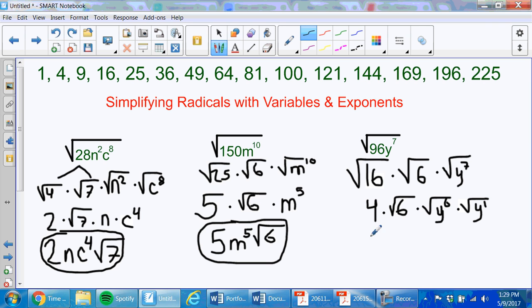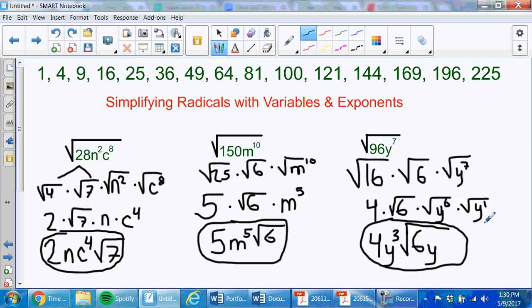Now that helps me reduce because now I've got 4, y to the 6. I cut the 6 in half because it's even. That gets me y to the 3rd, which can go out front. And then what's left inside is the 6 from before and then the y to the 1st. That can stay inside of the radical and be part of the radicand. That's my final simplified expression.